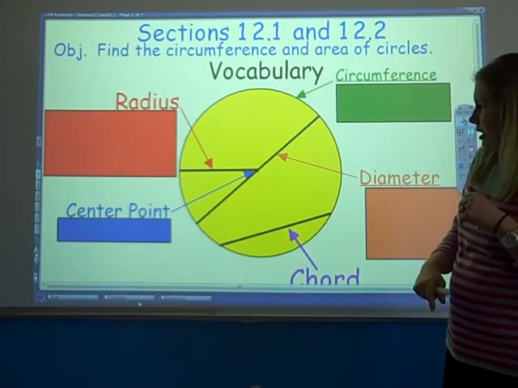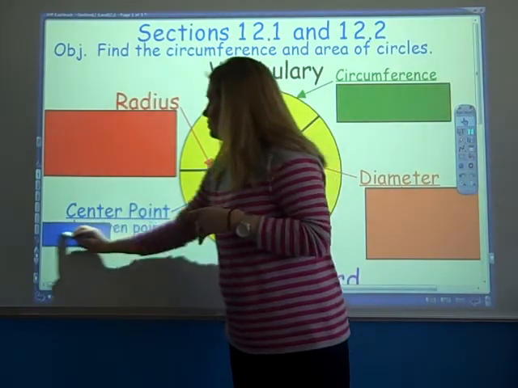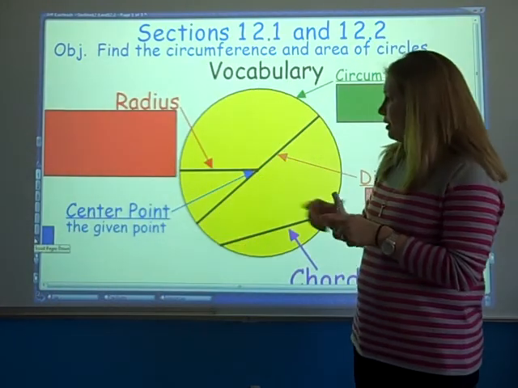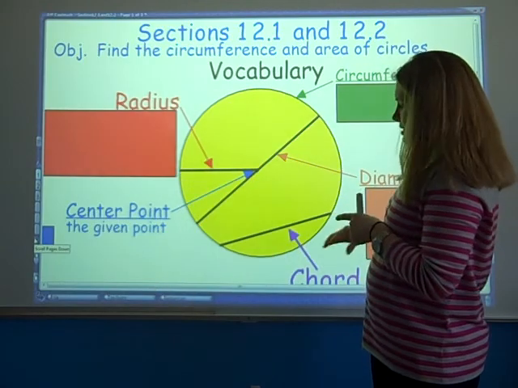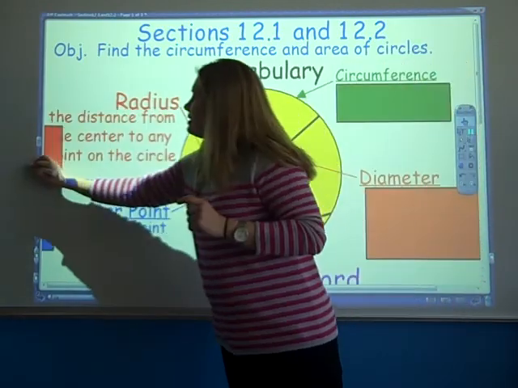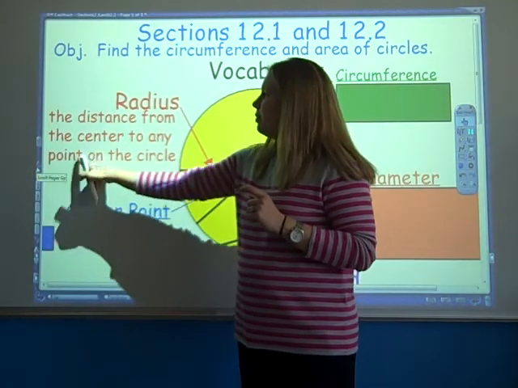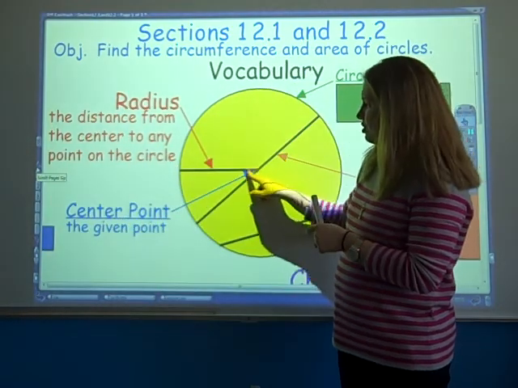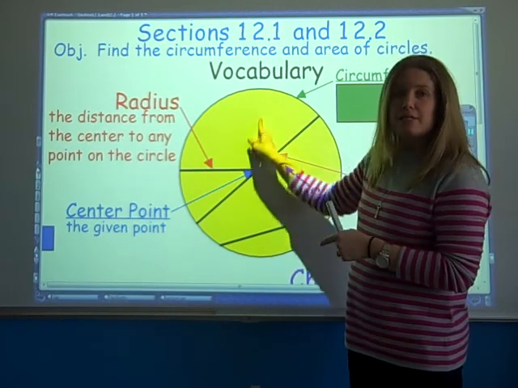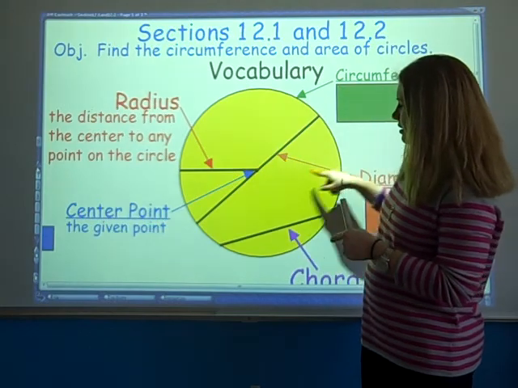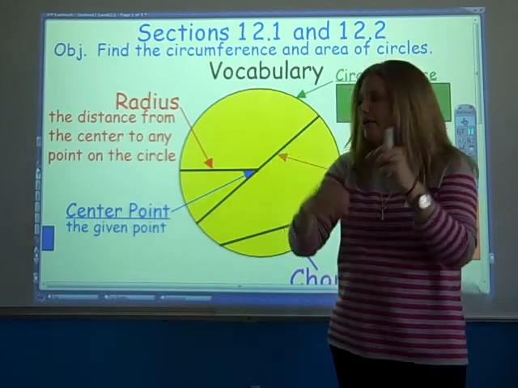The first thing we're going to talk about is the center point. That will be the point that is in the center, and it's a given point. Then we have the radius. I'm going to work myself around clockwise here. The radius is the distance from the center to any point on the circle. So from the center to any point that is on the outside of the circle, that would be a radius. So it has to go from the center to the outside.